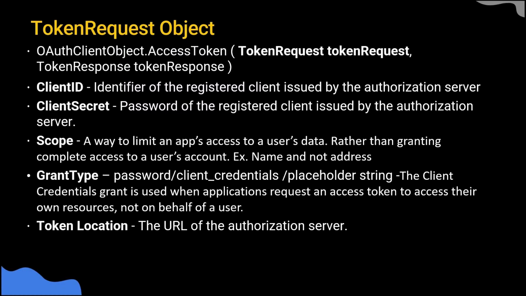Now, some of the other parameters that you'll have to populate for this object are the client ID, which is an identifier of the registered client issued by the authorization server. It's like a user ID. And then the client secret, which is a password of the registered client issued by the authorization server. And then scope. Now, scope is a way to limit an app's access to a user's data, rather than granting complete access to a user's account. Example, name and not address.